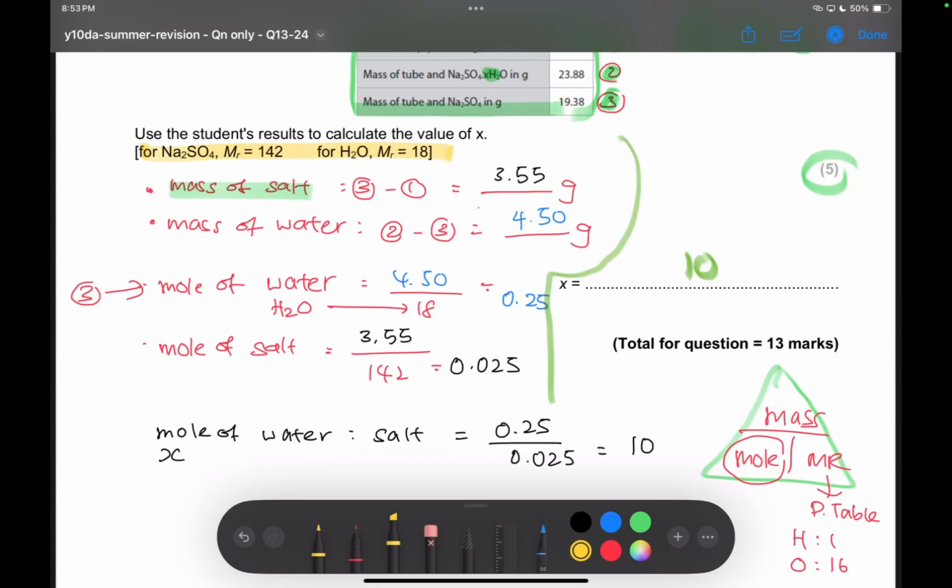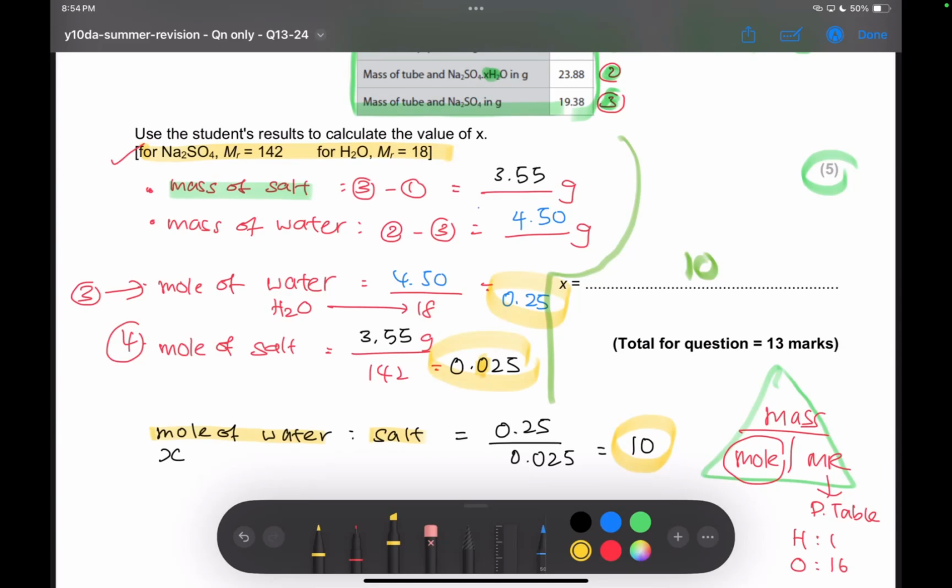Then step number 4 is to find the number of moles of salt. Again, you use the mass divided by the MR as given in the question, and that will be 0.025. When I first did this question, I thought, what? Am I looking at the same number? Is the X value just 1? But it's actually a difference of like 10 times more. So the ratio between the water and the salt here is actually 10.